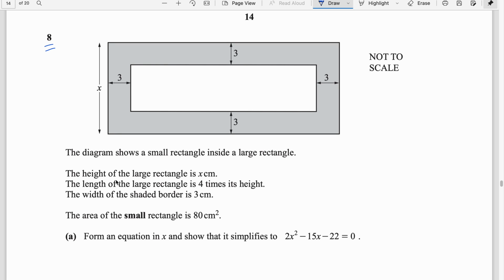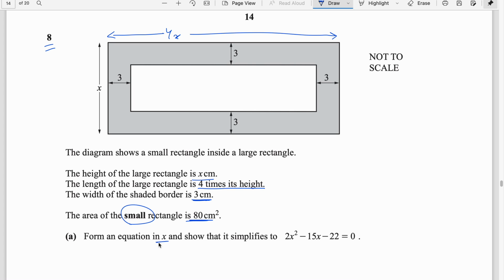Question number 8. The diagram shows a small rectangle inside a large rectangle. The height of the large rectangle is x centimeters. The length of the large rectangle is 4 times its height, so this should be 4x. The width of the shaded border is 3 centimeters. The area of the small rectangle is 80.